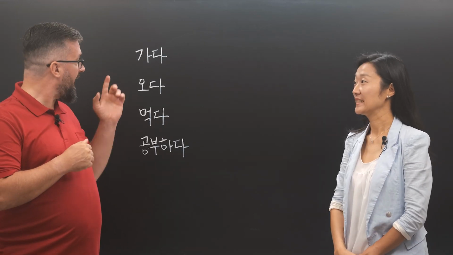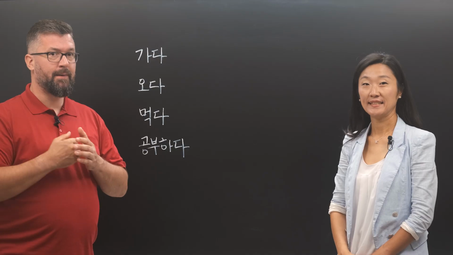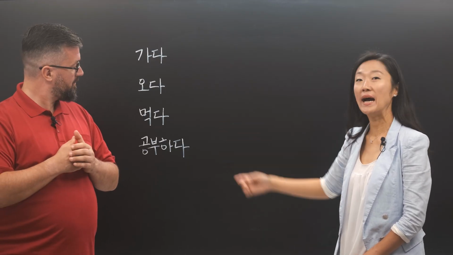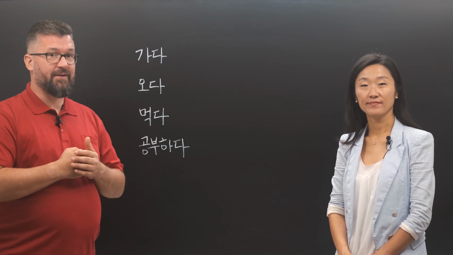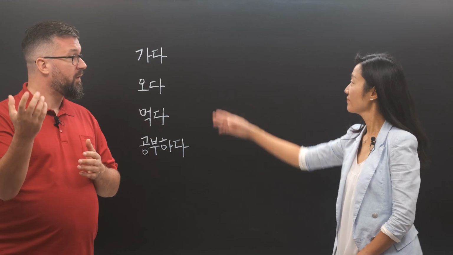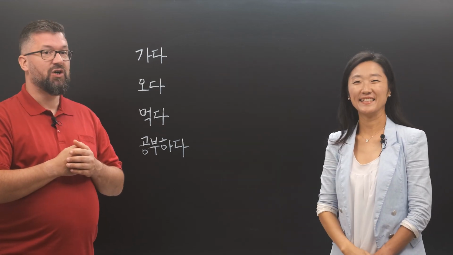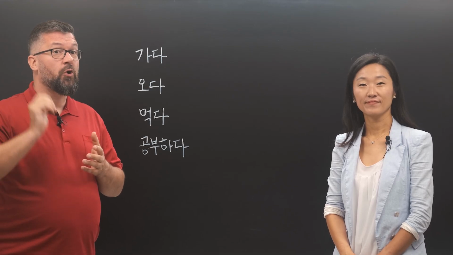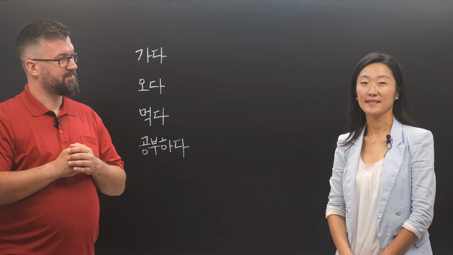가다 means to go, 오다, to come, 먹다, to eat, 공부하다, to study. These verbs are in their infinitive form. In Korean, infinitive verbs always end with 다. 가다, 오다, 먹다, 공부하다. Before we can use these verbs in sentences, we need to conjugate them. Let's look at some examples.